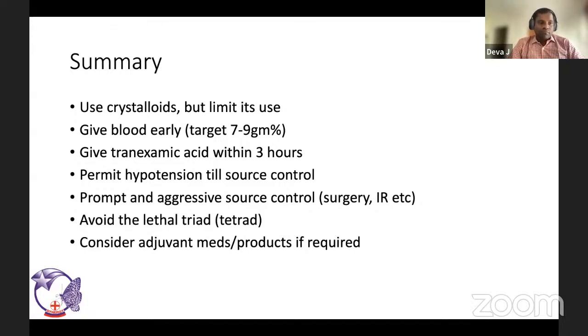Prompt and aggressive source control. You ask your surgeon or get the help of IR. Remember the pressure pack, tourniquet concept. Try and avoid the lethal triad, get them out of that vortex. I don't know whether it's a tetrad, but I still go with the triad for now. Consider the adjuvant medications and products if required.